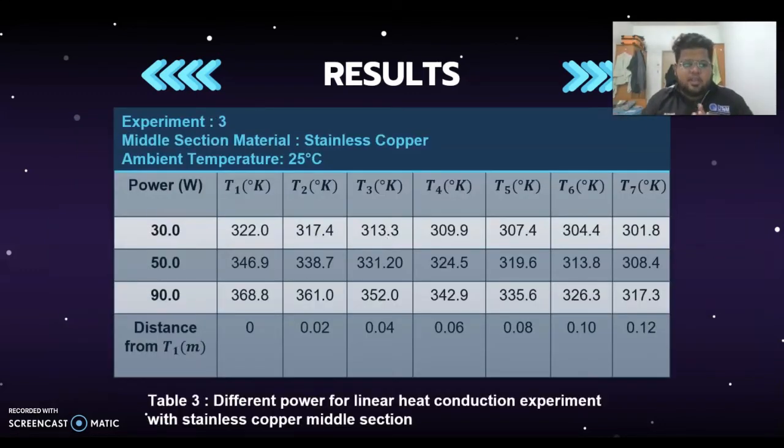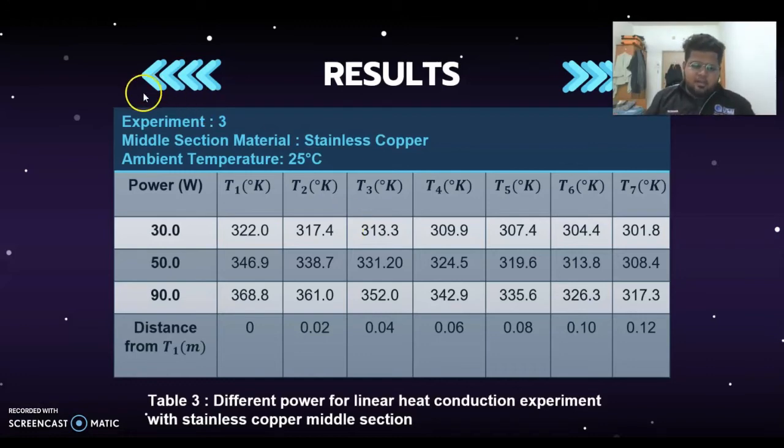Okay, now let us look at the third experiment, where the middle section has been changed to copper, and the ambient temperature stays at around 25 degrees Celsius. This is just a rough estimation, as we have not used any thermometer or other measuring equipment to get the ambient temperature. When you look at the power, it follows the same range, from 30 to 90 watts, and the distance is from 0 to 0.12 meters.